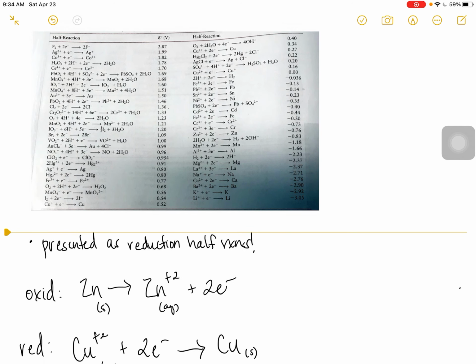And so we have this chart. Of course, only one of these reactions is going to be in this chart, and it's going to be the reduction reaction, because remember, they're all reduction. So we weed through this chart. We look for the copper plus 2 plus the 2 electrons.